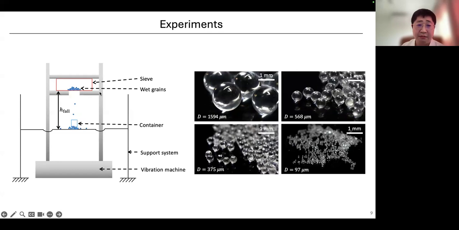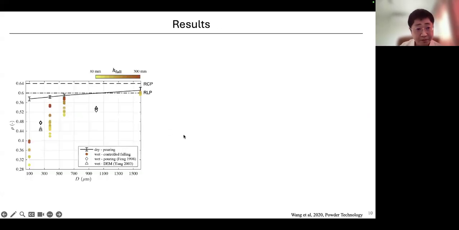So we have a vibration machine with a container, within which we have some kind of wet granular glass beads. Then the vibration machine starts moving, and all the particles fall down into a container that is sitting on a strut that is disconnected from the vibration machine. So the main parameters we are controlling are the size of the glass beads as well as the height from which the particles fall into the container.